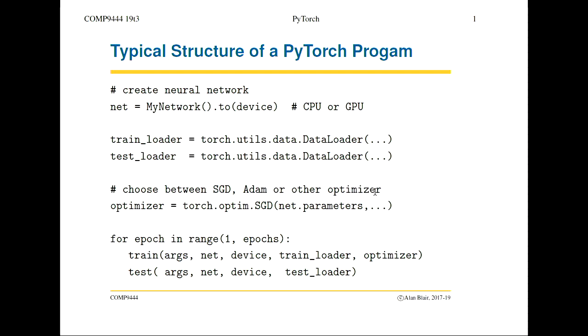Then you have components which will load the data for you. Typically you'll say train loader equals torch.utils.data loader, and then give it some parameters. The same thing with the test, if you have a separate training and test set. With MNIST and CIFAR, typically we have a training set of 50,000 and a test set of 10,000, let's say.